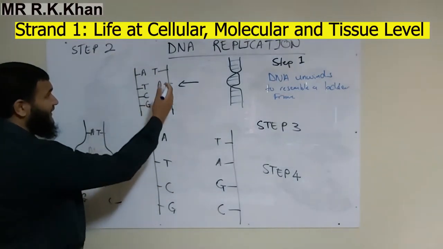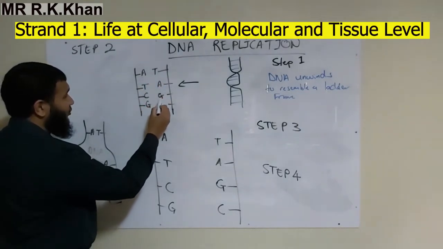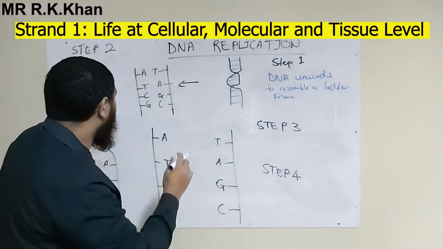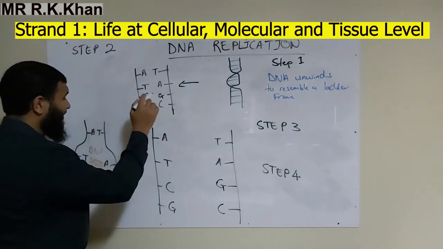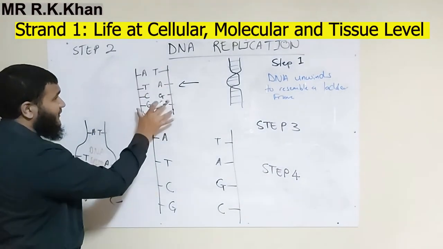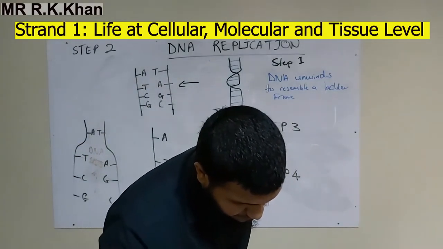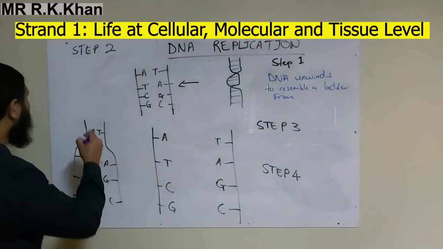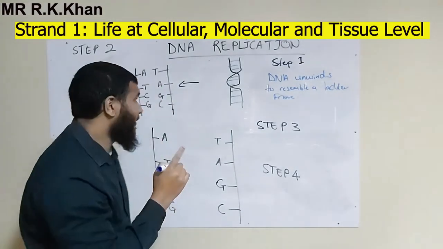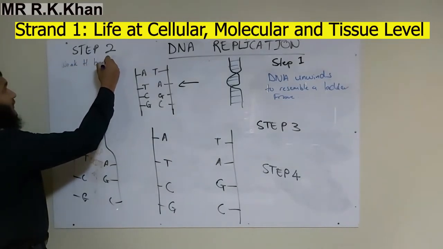Now we know that in DNA, we have adenine joined to thymine, thymine to adenine, cytosine to guanine, guanine to cytosine. This is an example of the nitrogenous bases bonding with each other. Now from this ladder, what happens in step two? Step two, DNA splits. We talked about the weak hydrogen bonds. The weak hydrogen bonds break.